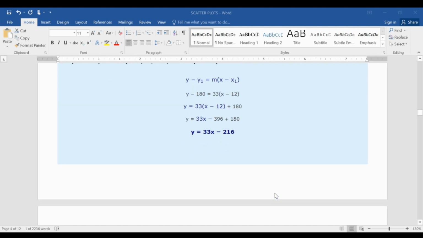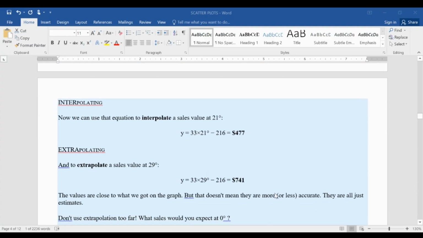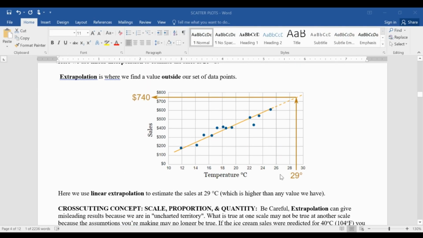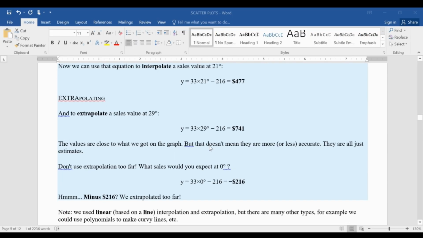Now, once I have this formula, y equals mx plus b, I can plug my x value in and calculate my y value, and it gives me a much more precise value rather than just reading the point. Because coming across, I'm estimating that it's about 740. But when I plug it into my formula, I actually get 741. So the mathematical relationship allows me to plug the numbers in and calculate a precise value.